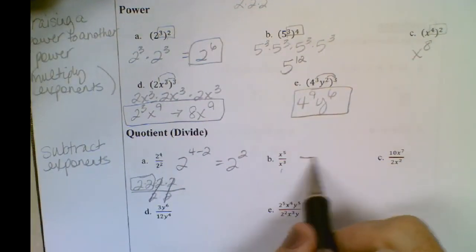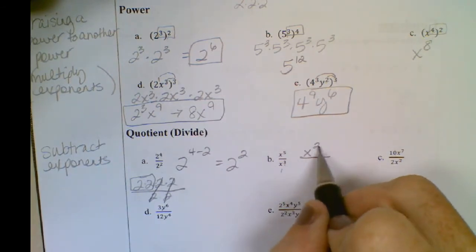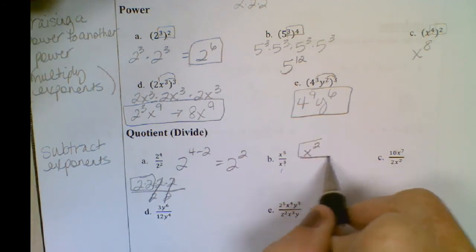One of the ways I tend to explain it is, do you have more on the top or the bottom? I have more on the top, and by how many? Well, 5 is 2 more than 3, so that's x squared. And you only have a 1 on the bottom.